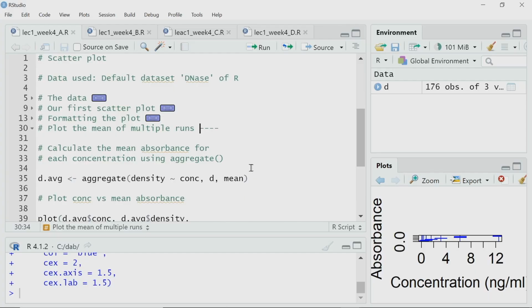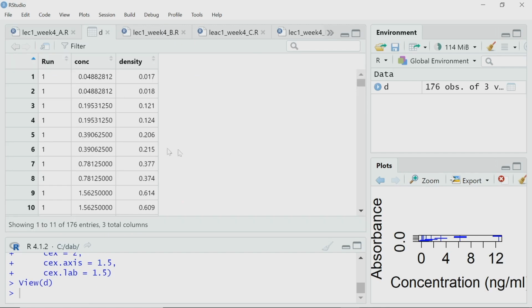So, to do that I have to calculate the mean of it, right. So, how will I do that? Now, if I go back into the data D, I can see that in this case the data is stacked based on the run, right.